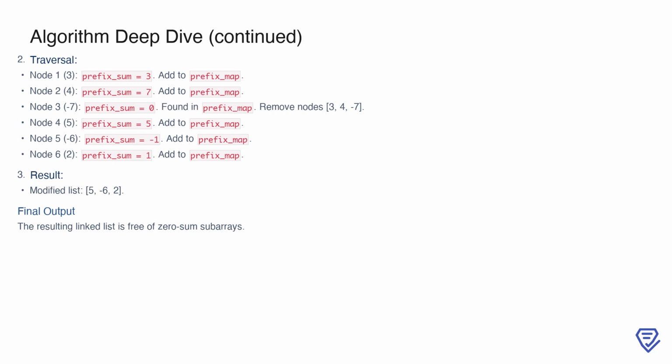The traversal then continues. At node 4 with value 5, the prefix_sum becomes 5, and we add it to the hash map. At node 5 with value -6, the prefix_sum becomes -1, which is added as well. Finally, at node 6 with value 2, the prefix_sum becomes 1, and it is added to the hash map. After processing all nodes, the resulting linked list is 5, -6, 2, which is free of zero-sum subarrays. This demonstrates the effectiveness of the prefix sum technique combined with a hash map for efficiently solving the problem.